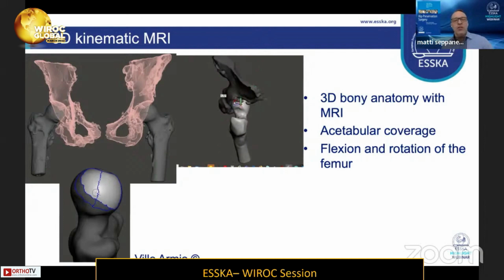With this one, you can move 20 degrees internal rotation of the femur. You can do flexion to 90 degrees, and you can see the impingement which is caused by the bony fragments. Then you can remove those fragments and see what will be the movements of the hip after the resection.